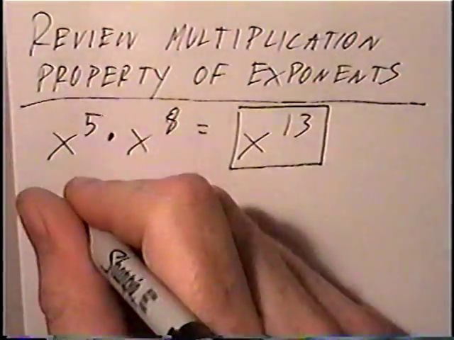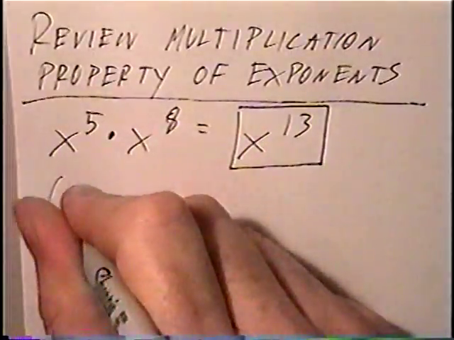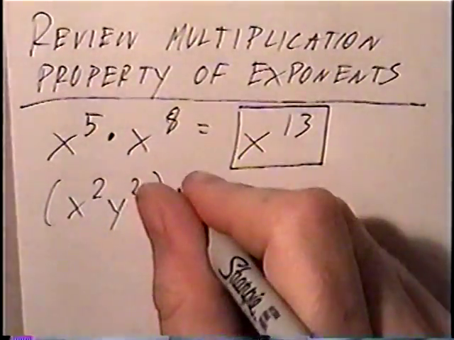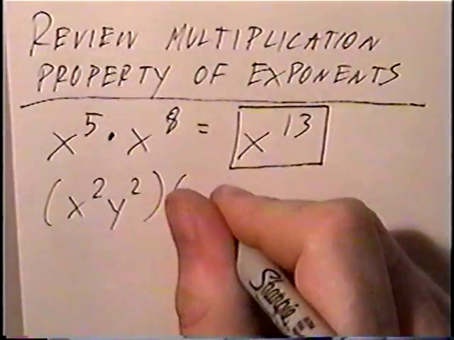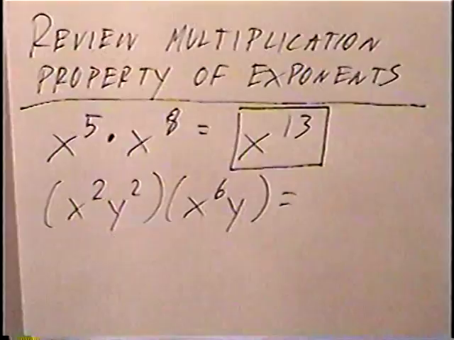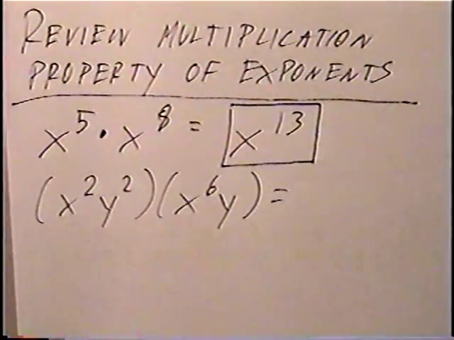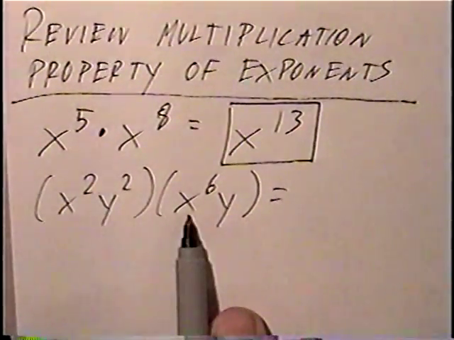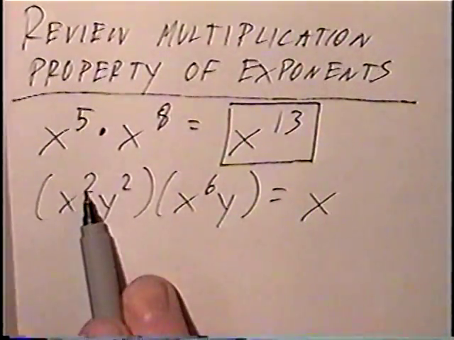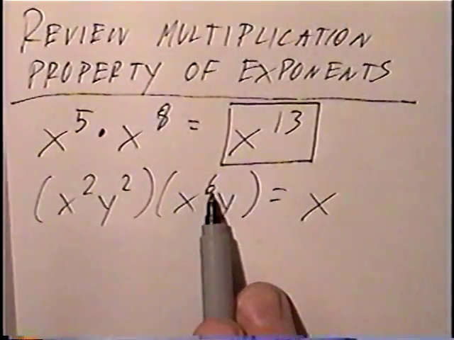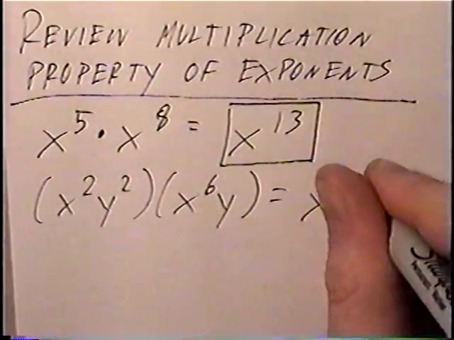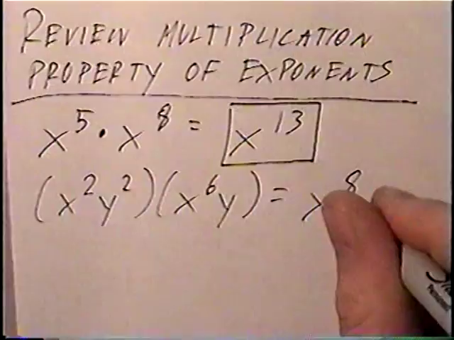Next question, in parentheses, x squared y squared. And second parentheses, x to the 6th power times y. Simplifying, we can combine the like bases, or the same variables. The x's, if we combine those, x to the 2nd power times x to the 6th power. We'll add the exponents, which would be x to the 8th power.